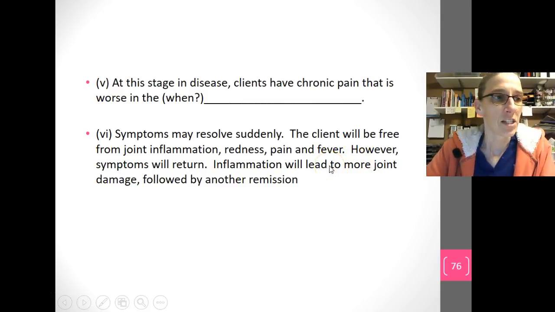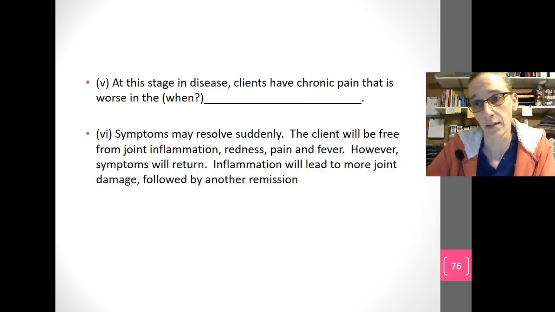All right, at this stage in the disease, clients have chronic pain that is worse when? Is it worse in the morning or worse at night? For these patients, they have chronic pain that is worse in the morning after sleeping all night, after the night's rest. The symptoms may resolve suddenly. The client will be free from joint inflammation, redness, pain, and fever. However, the symptoms will return. The inflammation will lead to more joint damage, followed by another remission.